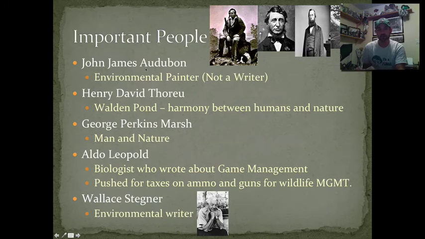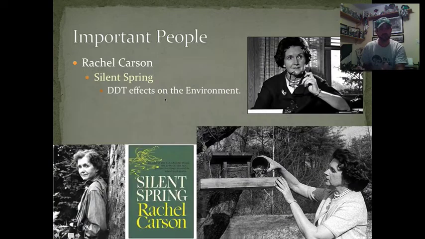Other people: James Audubon, if you've ever heard of the Audubon Society, he was a painter, not a writer. That's him right here. And Aldo Leopold was a biologist who wrote Game Management and asked for taxes on guns and ammo. One of the most famous people would be Rachel Carson. She wrote Silent Spring, a book that was instrumental in showing us the effects of DDT on the environment, most notably our national bird, the bald eagle, which nearly went extinct because of the use of DDT.